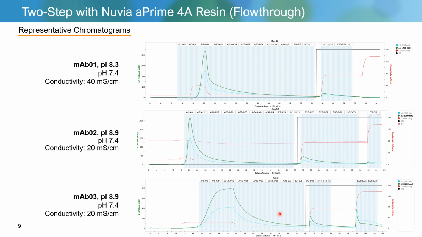UV traces for mAbs with the same average isoelectric point, like mAb 2 and mAb 3, are also showing differences. This suggests that the pI value is not the only parameter that is important to predict the purification behavior. Other parameters, like distribution of hydrophobic patches on the protein surface, might also play an important role.